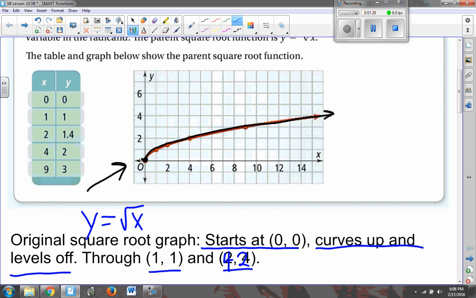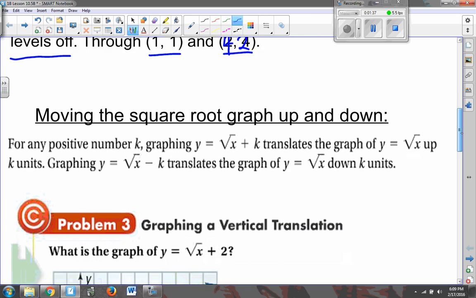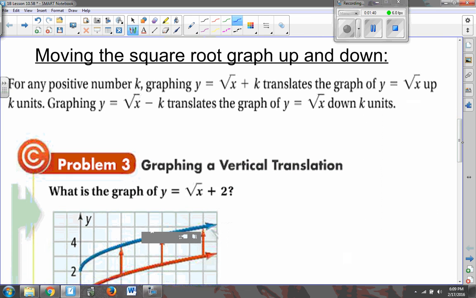Okay. Our lesson today is about moving this square root graph to the left, to the right, up, and down. So we'll deal first with the up and down. Moving that square root graph up and down is relatively simple. All we have to do is add or subtract some number to the end of our equation y equals square root of x. So if we have y equals the square root of x plus some number, that means I've taken that original square root graph and moved everything straight up vertically this many spaces.